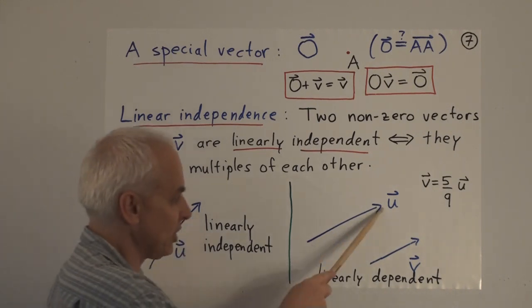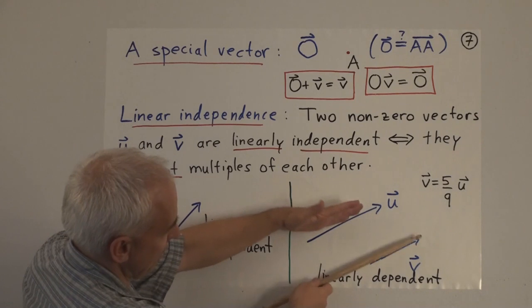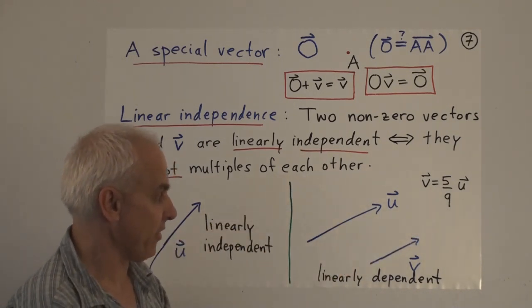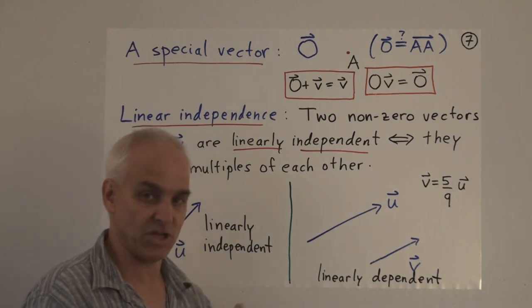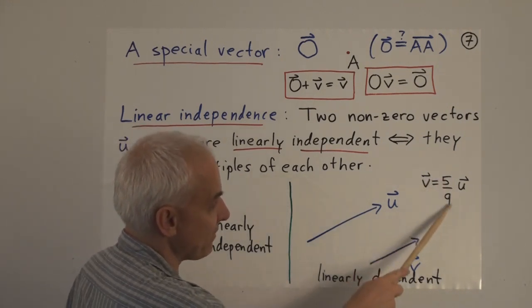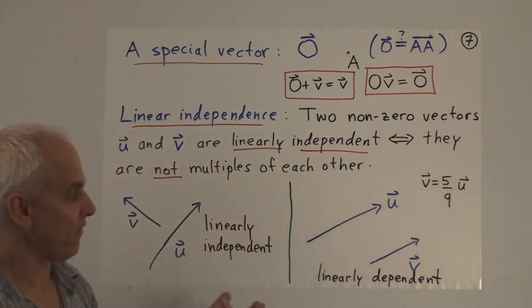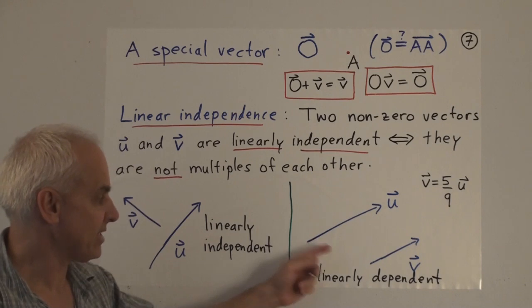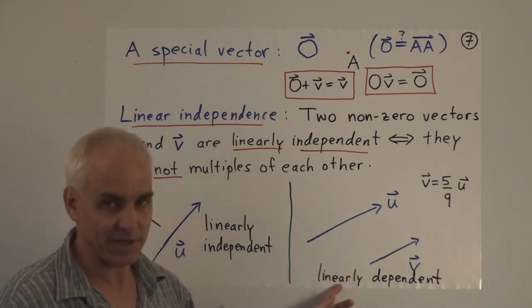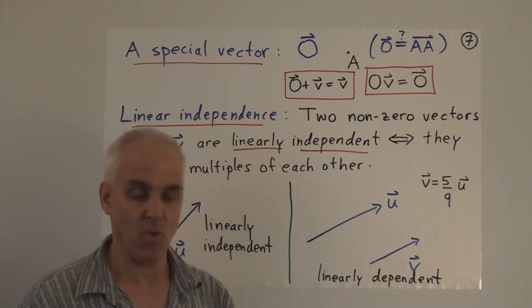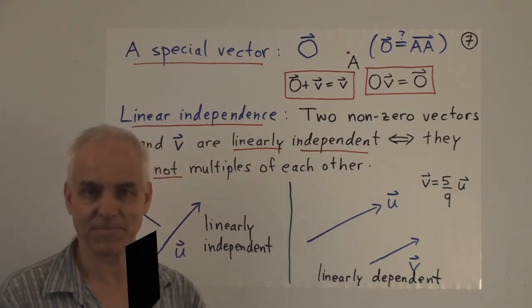However, these two vectors, u and v, are parallel, and so one of them is a multiple of the other. Which one is a multiple of which just depends which way we want to write it. So we could say that v, say, is 5/9 of u, or we could invert that and say that u is 9/5 of v. In either case, these two vectors are not linearly independent. We usually say that they're linearly dependent. One is a multiple of the other.